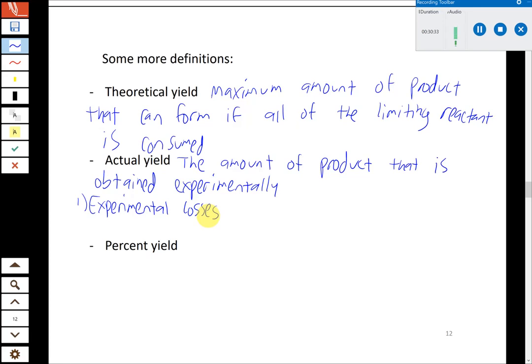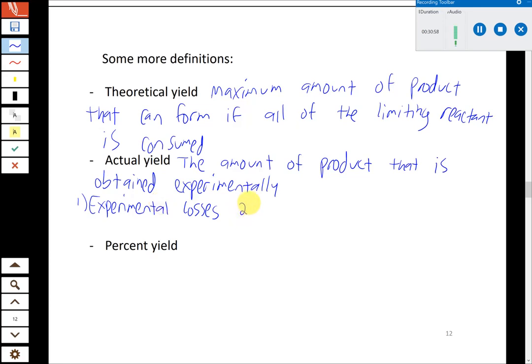But even in some cases, you're doing the reaction in a glass container, and some of the solid product sticks to the glass, and no matter how hard you try, you can't get it out. Or if you want to isolate the product by crystallizing it from a solution, sometimes some of it just stays dissolved no matter what you do. So there's experimental losses, which are just limitations of how you do the experiment, that sometimes not all the product that forms can easily be collected. So that's what we would call an experimental loss.